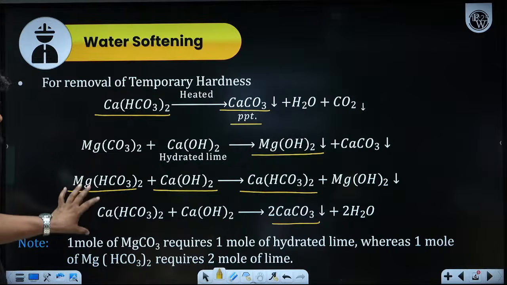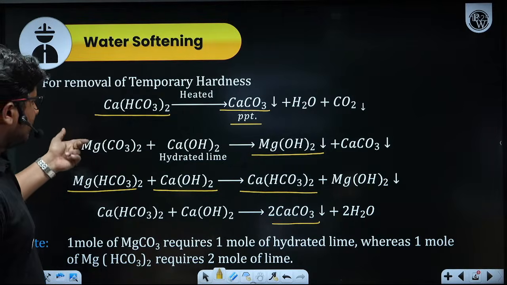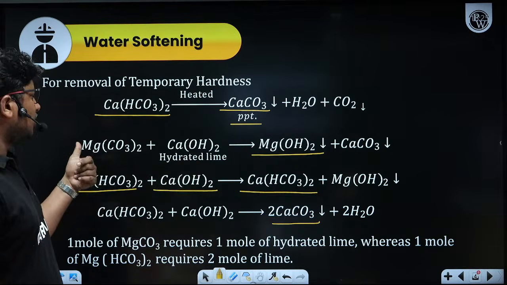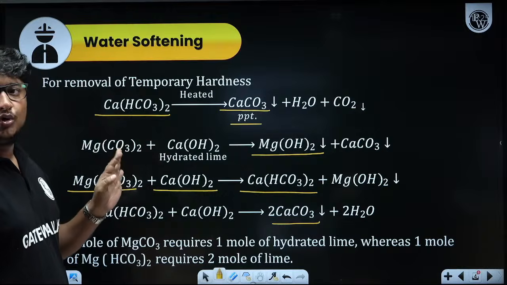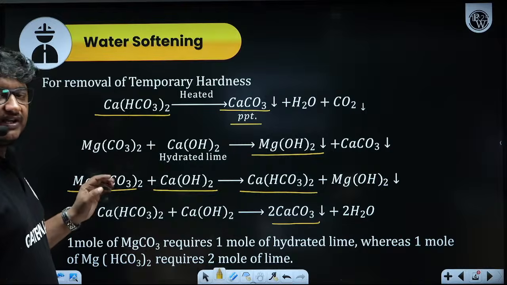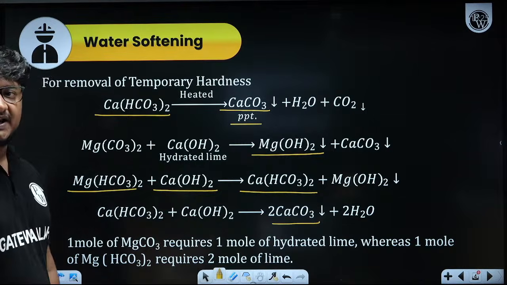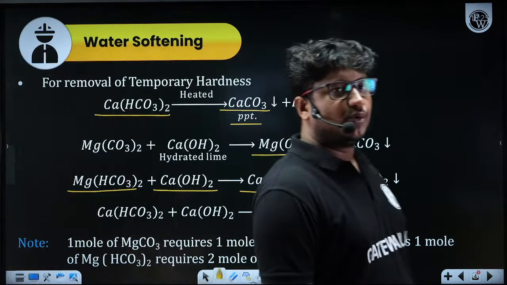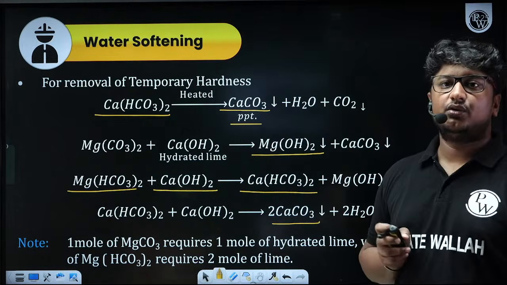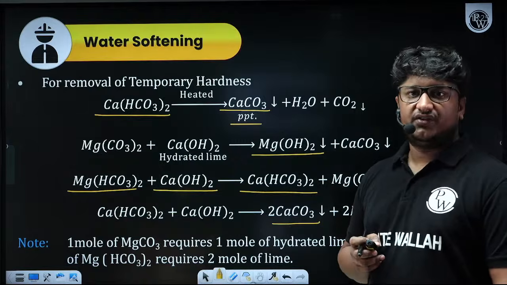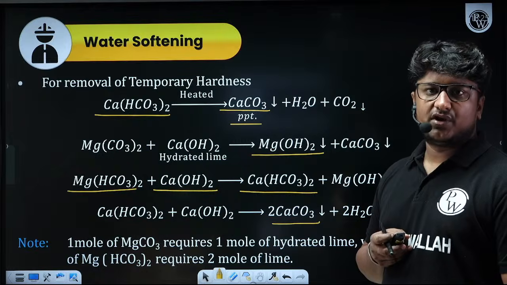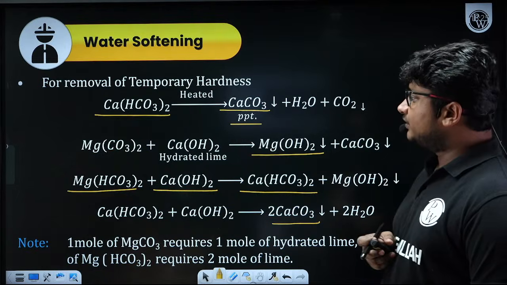Now here, as you have seen, for magnesium carbonate you need only 1 mole of hydrated lime. Like 1 mole of magnesium carbonate needs 1 mole of lime. But magnesium bicarbonate needs 2 moles of hydrated lime. This is something which, as a note, I have given to you, and you all have to remember. These reactions are important for you. Even for numerical questions, these reactions are important. Without the reactions, you will not be able to solve any questions.